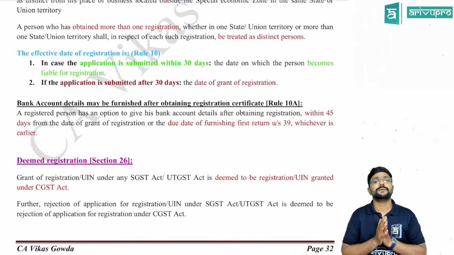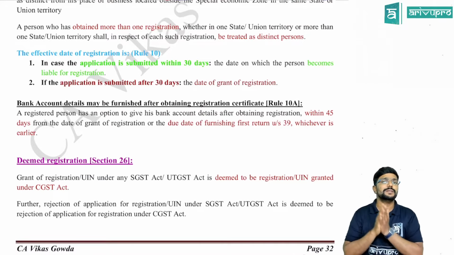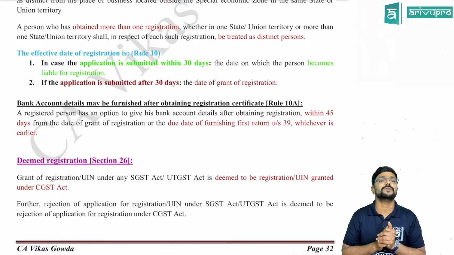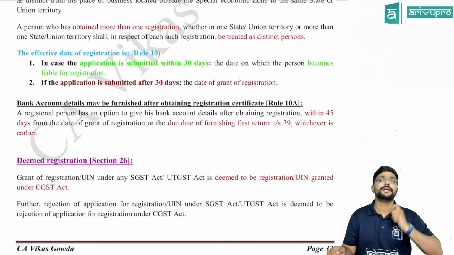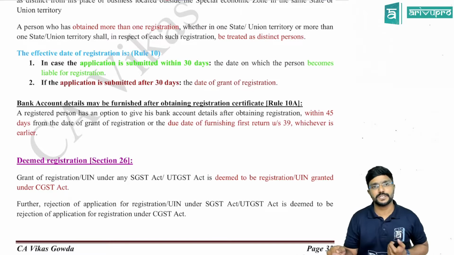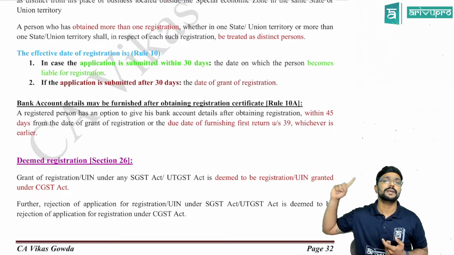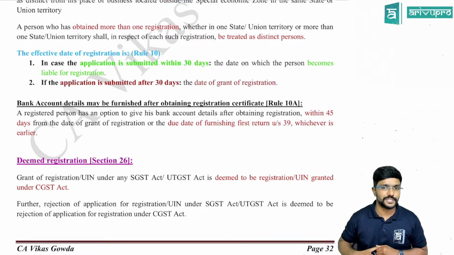Next, what is the effective date of registration? Rule 10. Once I am liable for registration, if I have made an application for registration in REG 1 within 30 days, then my effective date of registration will be the date on which I was liable for registration. If I have made an application for registration after 30 days, then the effective date of registration will be the actual date of grant of registration.